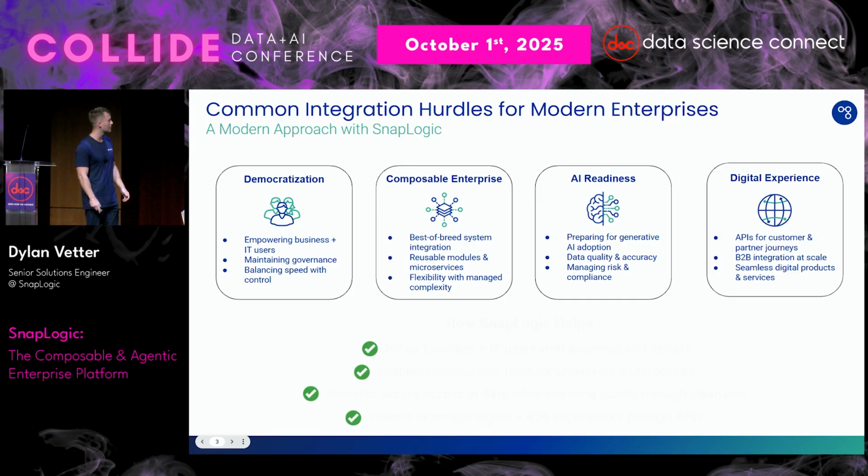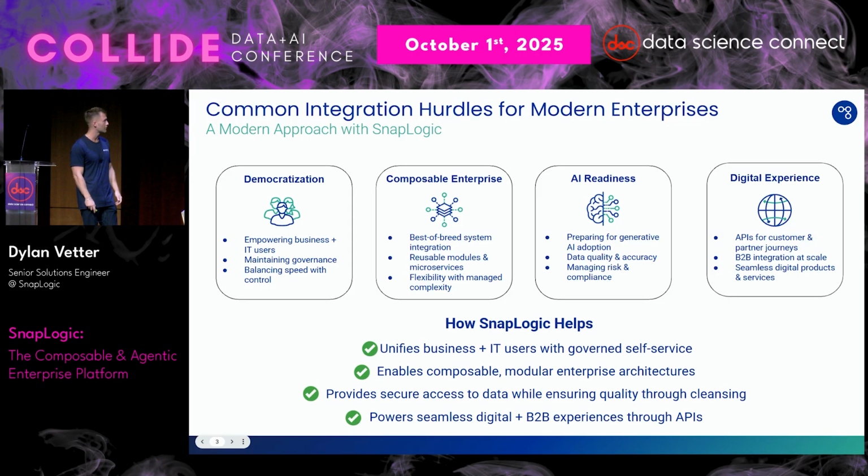So these are the 4 problems I see, and SnapLogic tries to help with all 4 of these different problems, and I think we actually do a very good job of it. So within one platform, we give you one unified interface for business and IT users to use a platform in a governed approach. It ensures a composable and modular enterprise architecture, so a lot of these pieces that you build throughout your journey are able to be reused. It's secure, it allows you to ensure data quality, and then of course you can expose any of this data outside your network with APIs and B2B integrations.